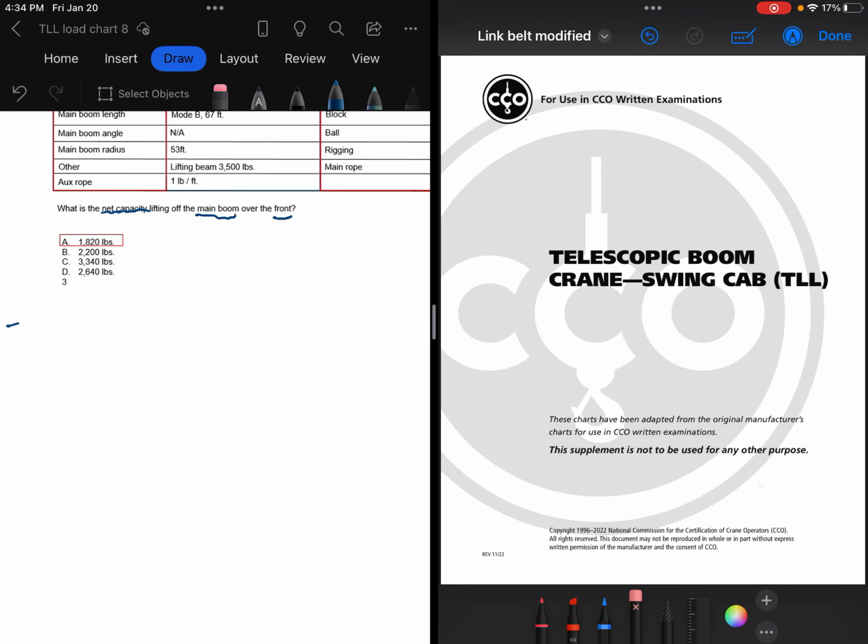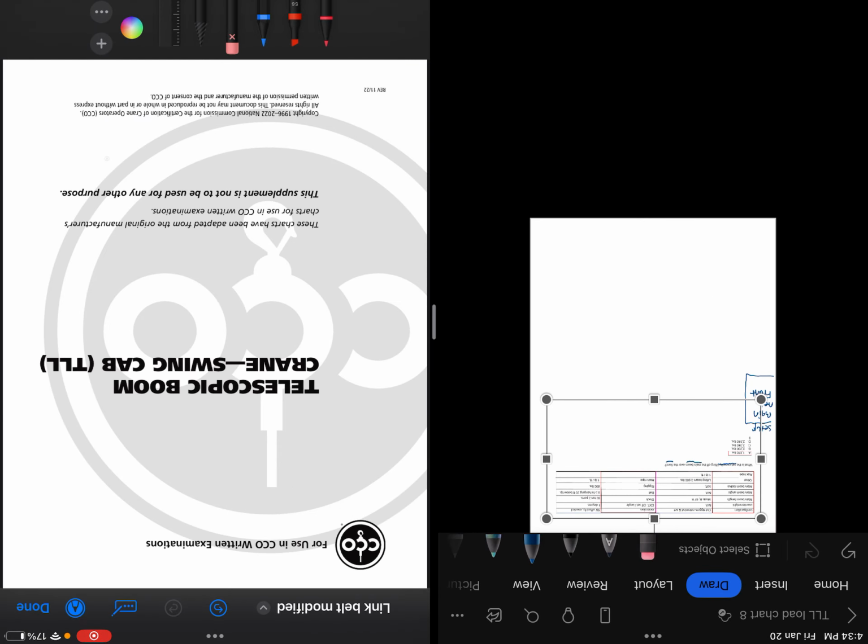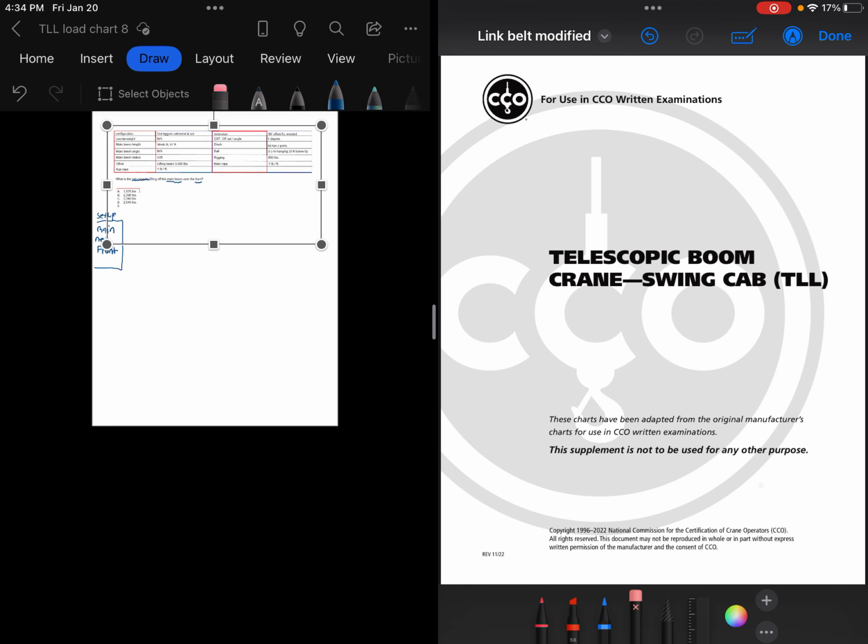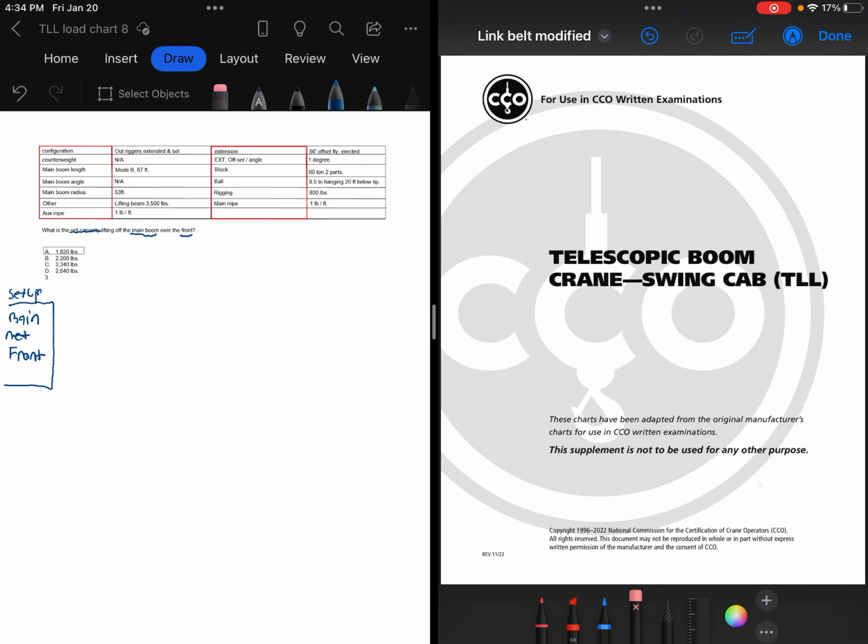Perfect. So we go here, draw our setup. So main boom, net capacity over front. Remember, now your main boom has two charts. It has a 360 and it also has an over the front. So just pay attention to which one you're looking at.